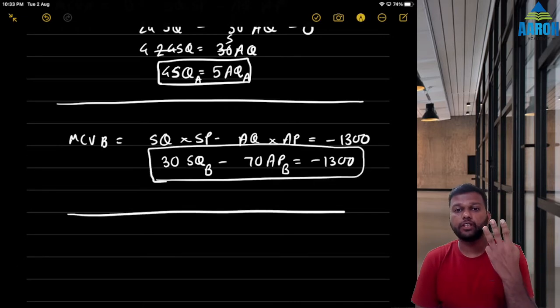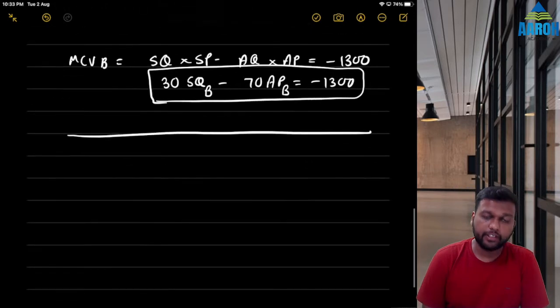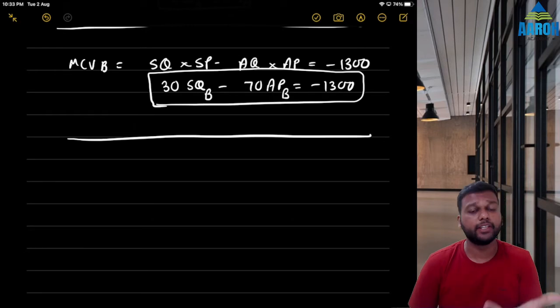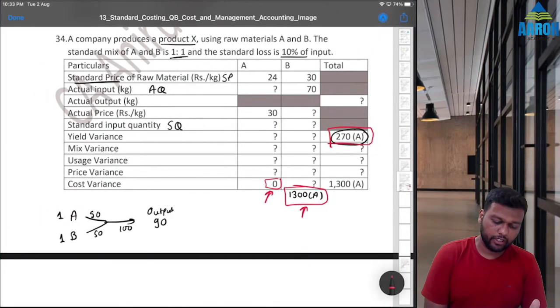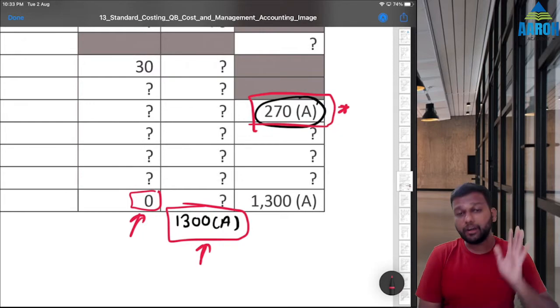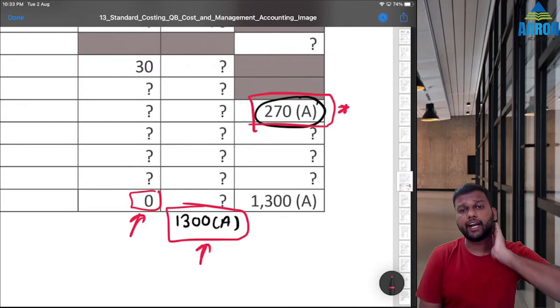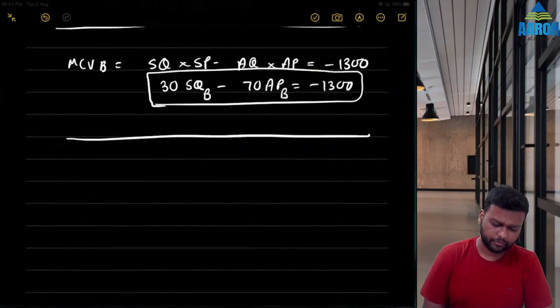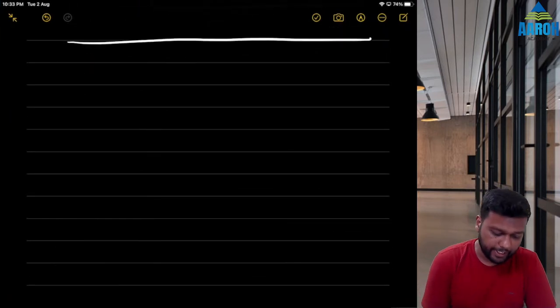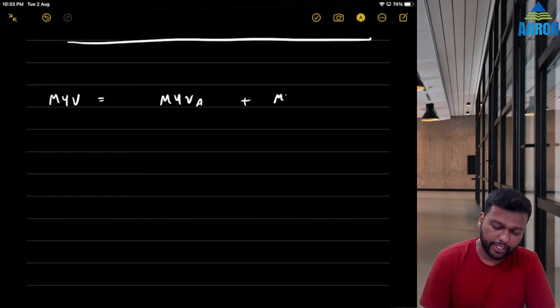We have a third option. Now that third option will be able to give us something, because that is the only other option now. Material yield variance in total. Total material yield variance is 270 adverse. Concentrate carefully now. Total material yield variance will be what? Material yield variance of A plus material yield variance of B.